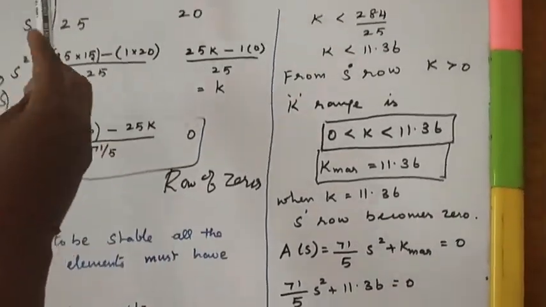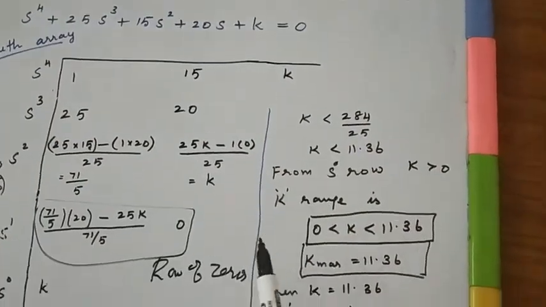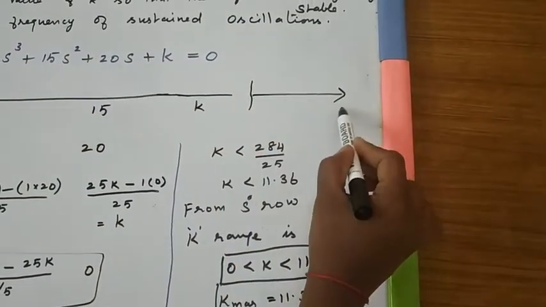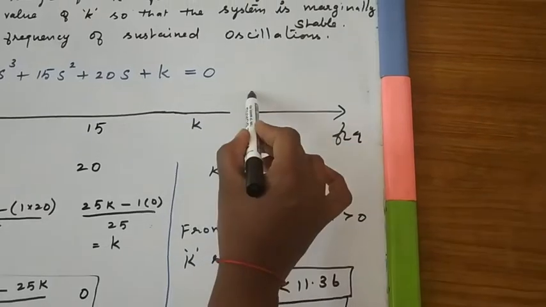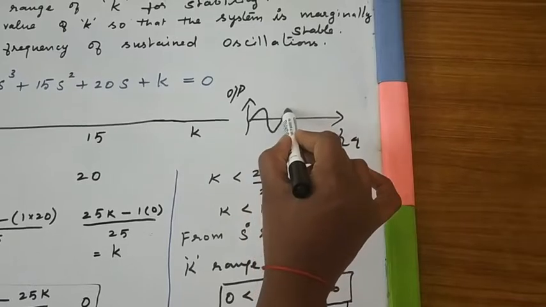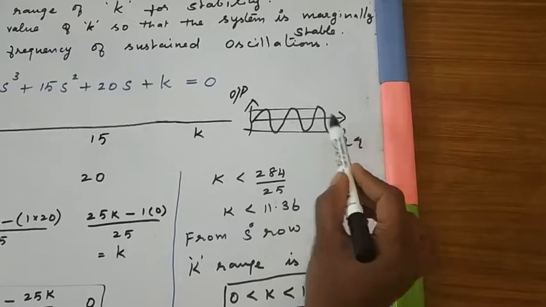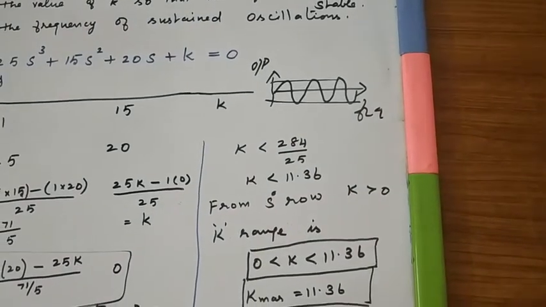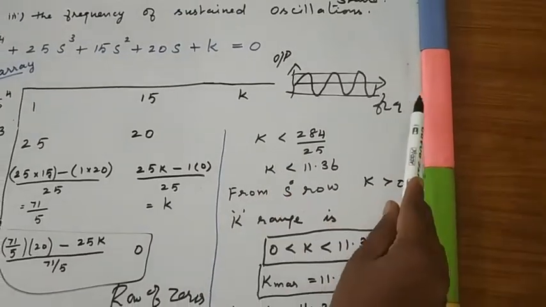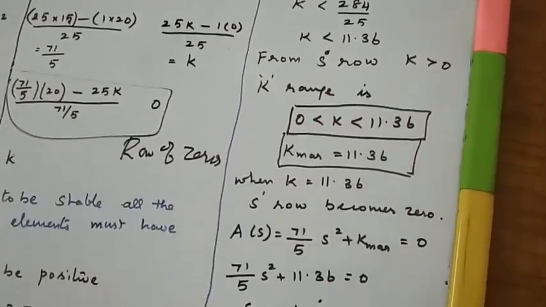Now the third subdivision: determine the frequency of sustained oscillation. Whenever the system is marginally stable, the output curve, this is frequency, this is output, V0, will be a sustained oscillation. Whenever the system is marginally stable, we'll get sustained oscillation. So the frequency of this system will always be the same. That frequency is what they are asking us to find.